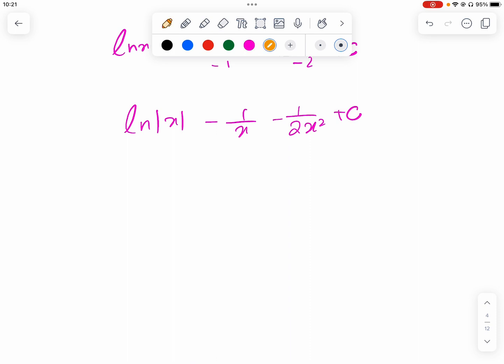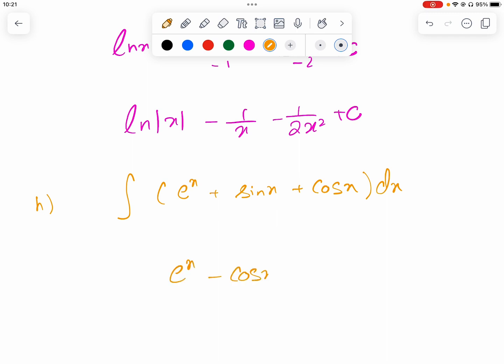And finally h, integral of e power x plus sin x plus cos x dx. Integral of e power x is e power x, sin x integral is negative cos x, cos x integral is sin x plus c.